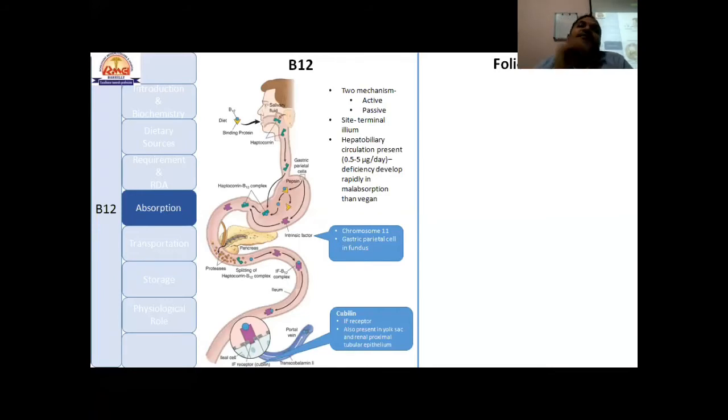Where are these B12 molecules going to be absorbed? It is the terminal ileum, meaning the last part of the small intestine. Where iron was getting absorbed is the proximal intestine. The site is different. So the pathology which affects the terminal ileum is going to decrease the absorption of B12.